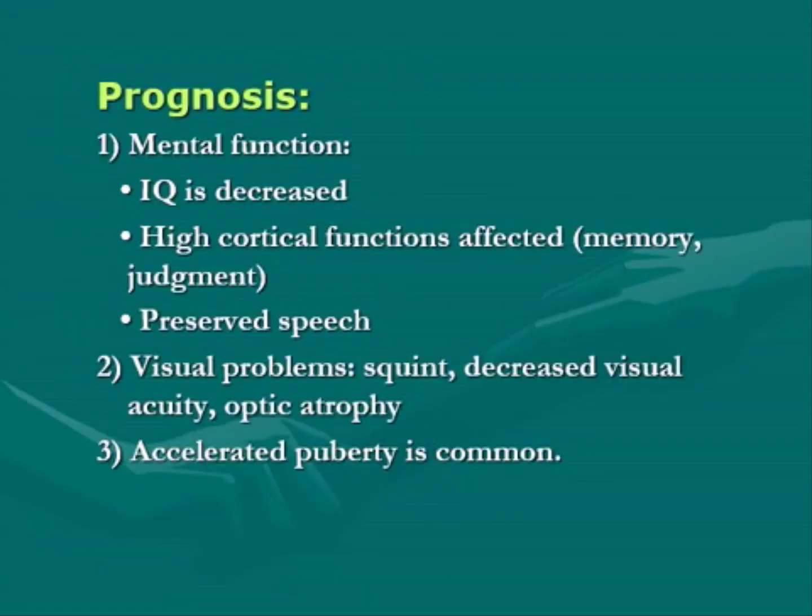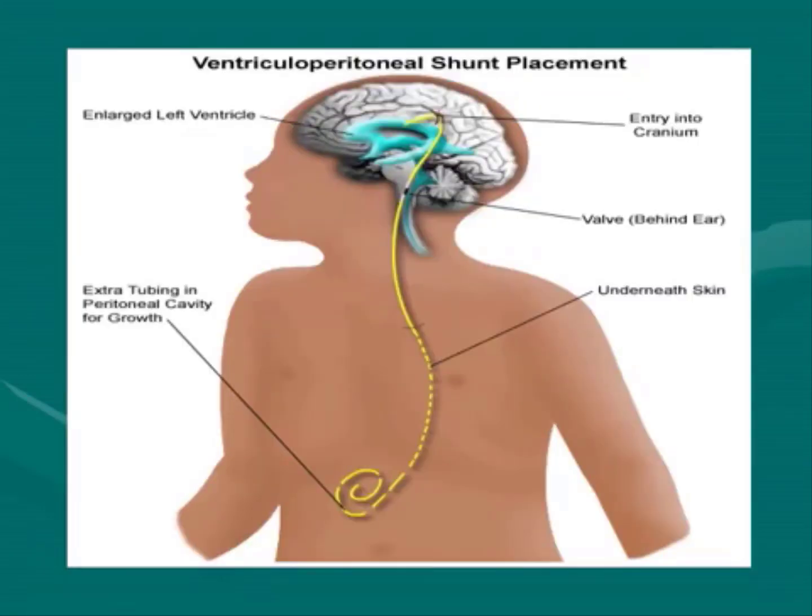The prognosis of hydrocephalus: on mental function, the intelligence quotient is decreased, and higher cortical functions are affected, such as memory and judgment. Speech is preserved. There are visual problems like squint, decreased visual acuity, and optic atrophy. Accelerated puberty is also common due to stimulation of the pineal body.